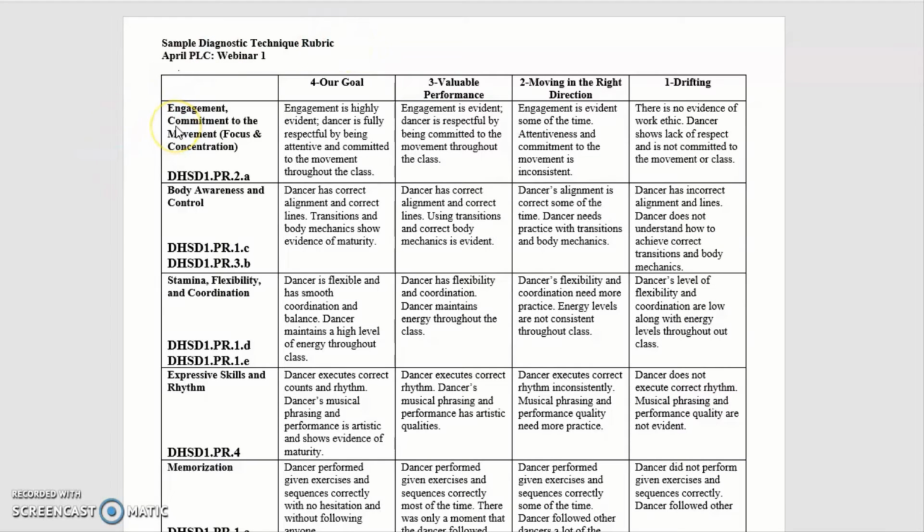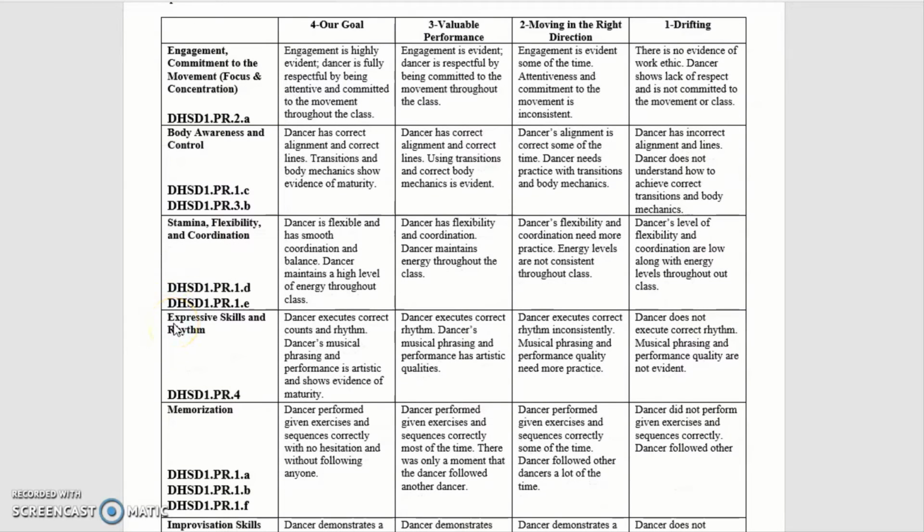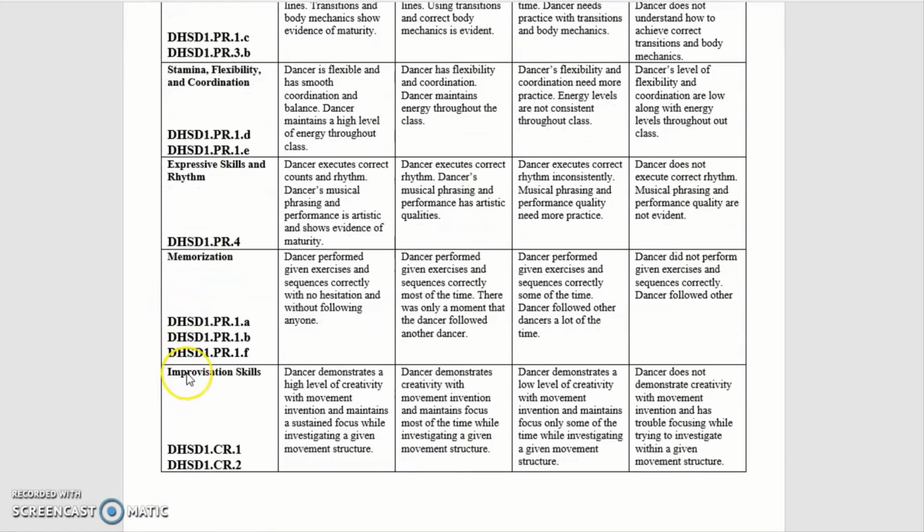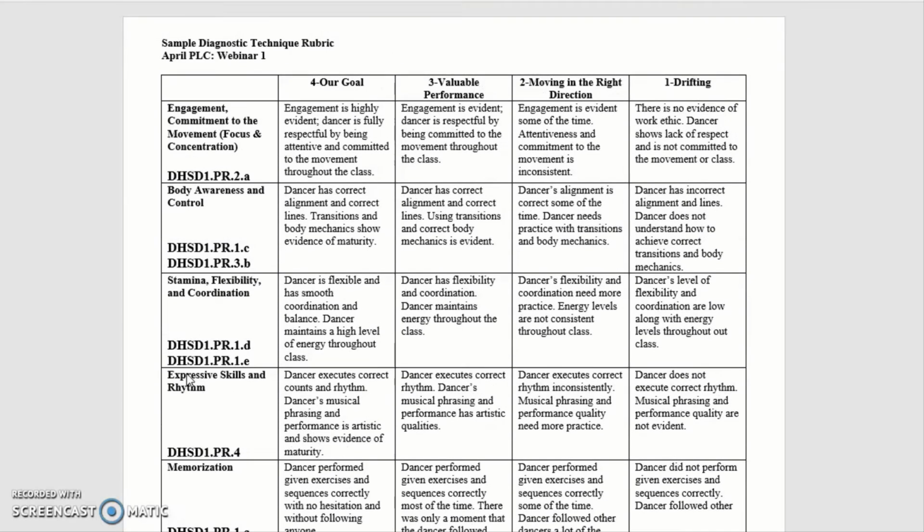So I've got engagement, commitment to the movement, focus and concentration. I also have the state standards on there that match. I have body awareness and control. I have stamina and flexibility and coordination. I've got expressive skills and rhythm. I have memorization, and then I have improvisational skills. So this is the rubric, and I go from 4 down to 1, and you can briefly look at these, but I will put this rubric in the discussion post.